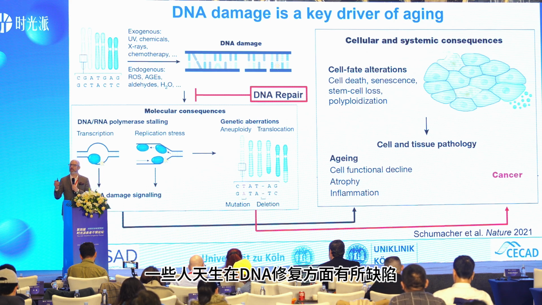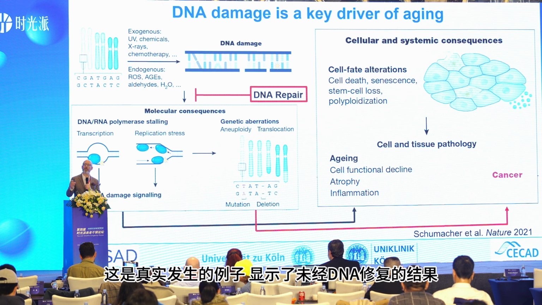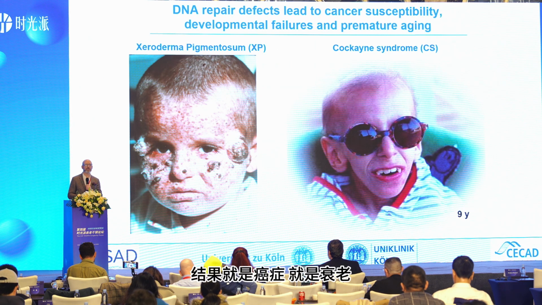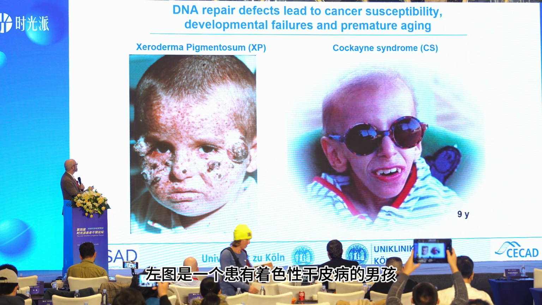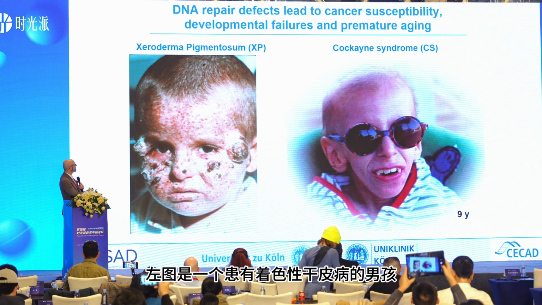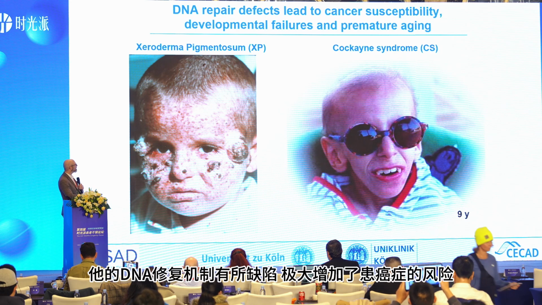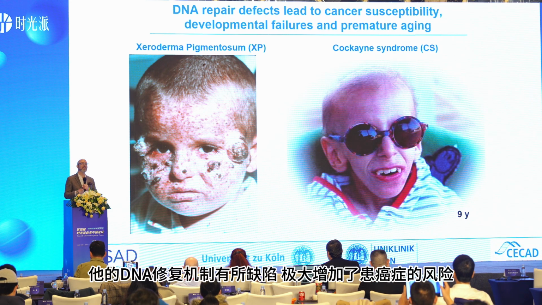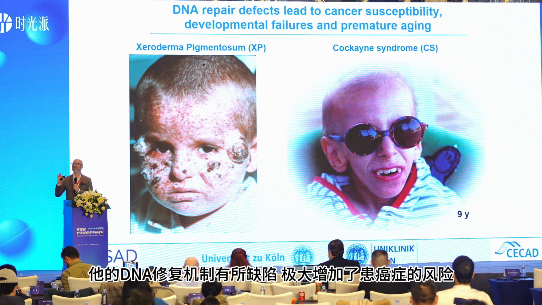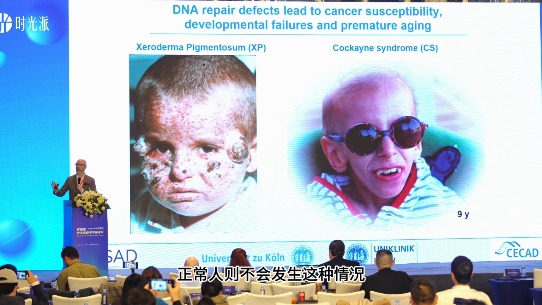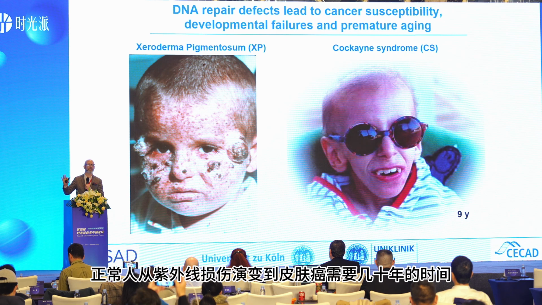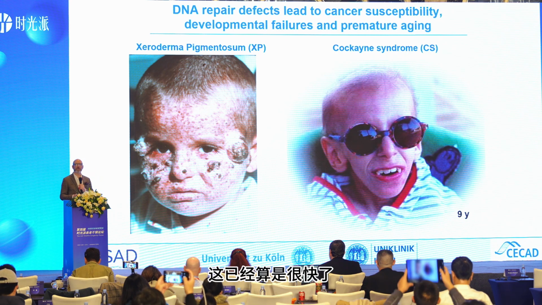There are humans that are born with defects in DNA repair. And they really exemplify what happens as a consequence of unrepaired DNA damage. And it is cancer and it is aging. And that is shown here. A boy that suffers from xeroderma pigmentosum that has a DNA repair defect that leads to a 1,000-fold increased skin cancer susceptibility, something you never see in normal people. It takes decades from the initial UV lesion for skin cancer to evolve, here already very rapidly.